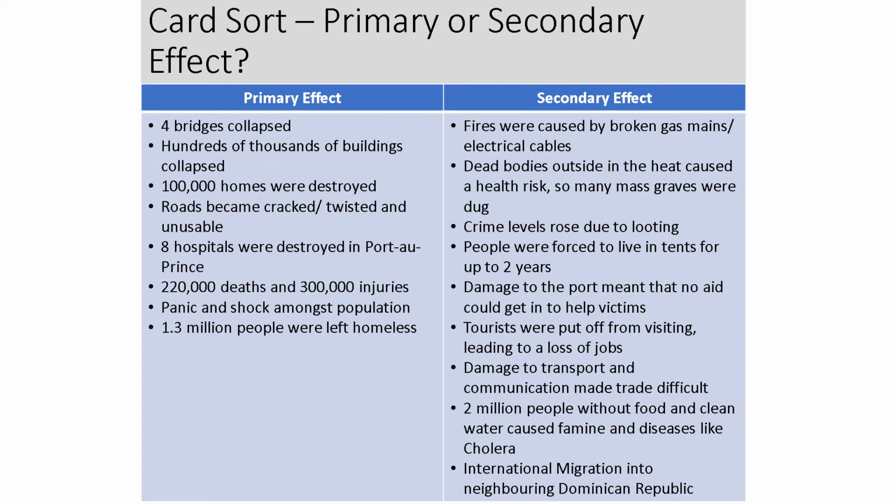Think as well about the hundreds of thousands of buildings and the 4 bridges. If bridges collapse, nobody can then come and access you. If you look at this particular bullet point here, damage to port meant no aid could get in to help victims. So the ports were damaged, the roads were damaged, primary effect. The fact you couldn't get aid to people because the road and the infrastructure collapsed makes it a secondary effect.